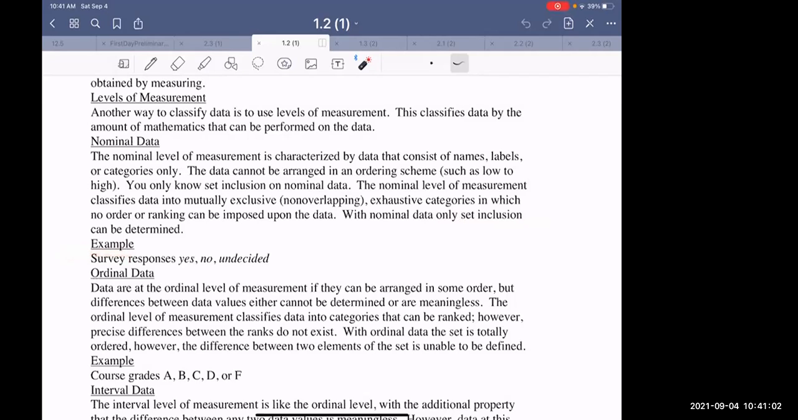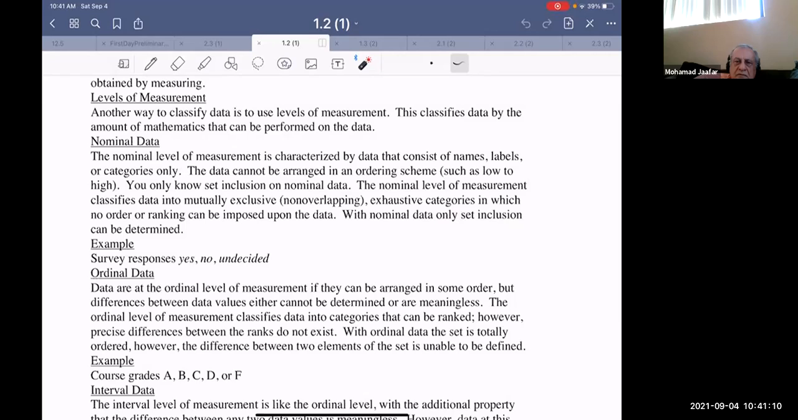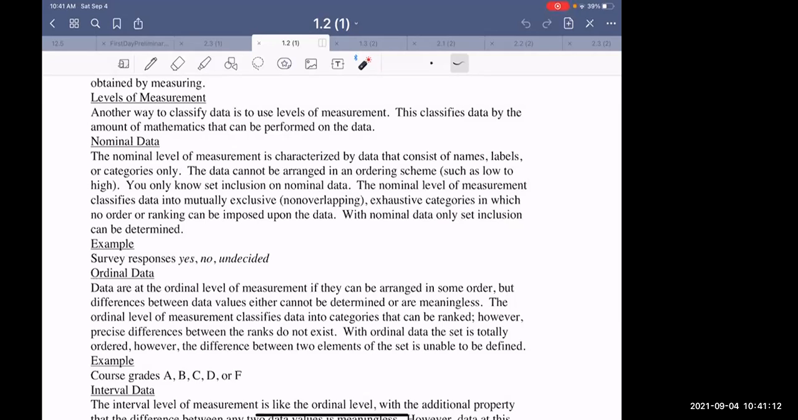An example: survey responses, yes, no, undecided. I can tell if the person said yes, no, or undecided, but that's it. I don't know anything else about you if the only thing I know about you is the survey results. I can only tell if you are in the category who said yes, or the category who said undecided.